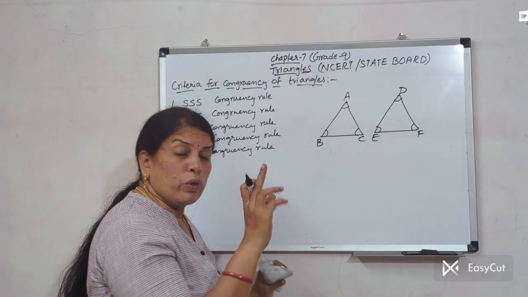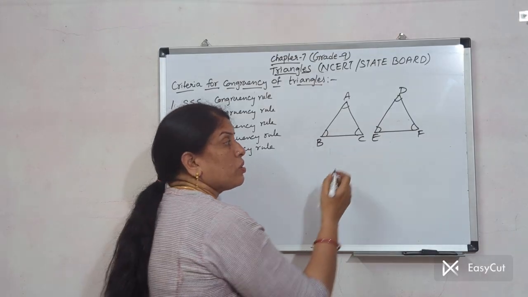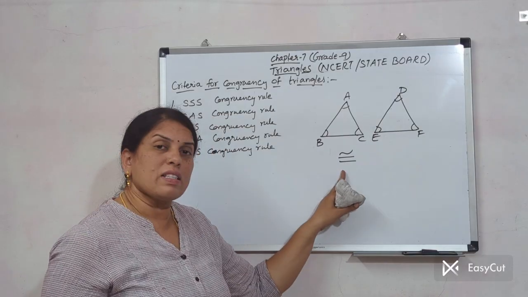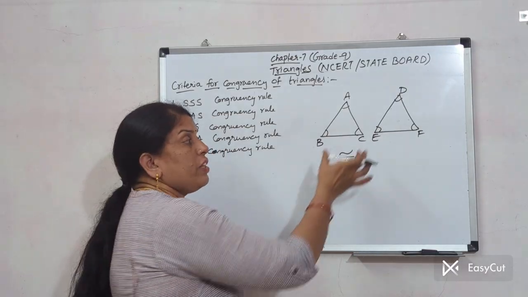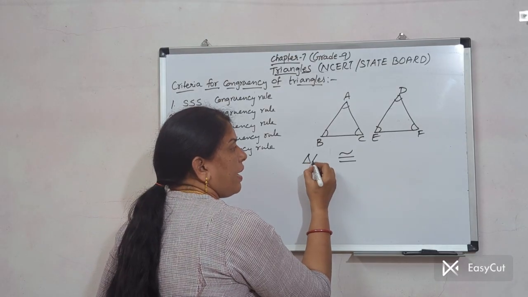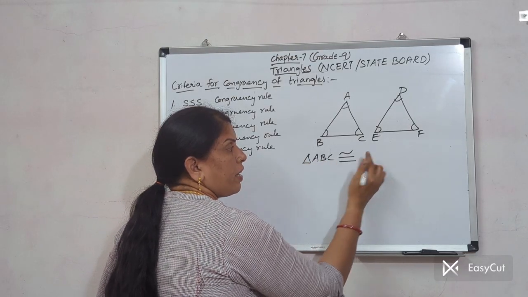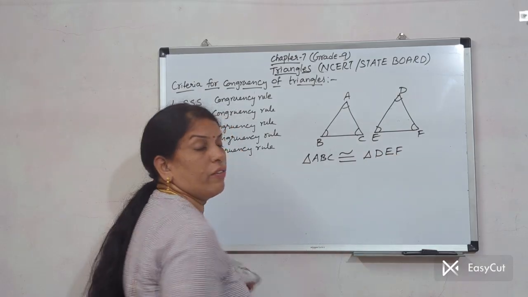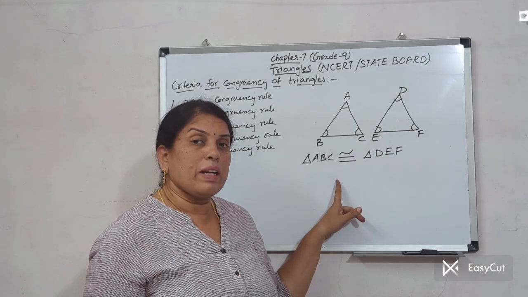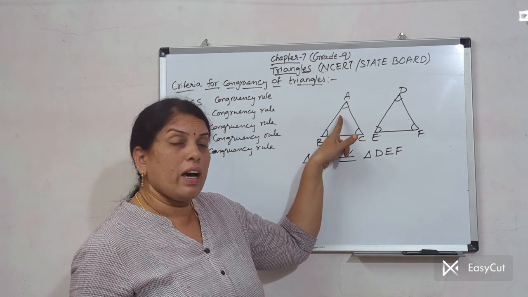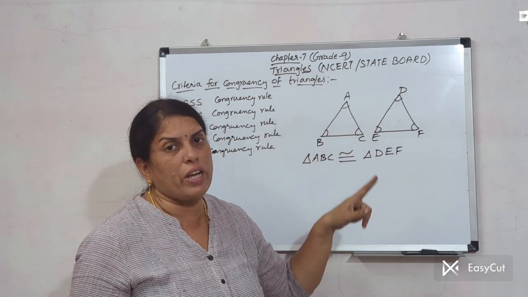When two triangles are congruent, we must use the symbol like this, an equal sign with a curve. This is the symbol of congruency. If these two triangles are congruent, then we can write triangle ABC is congruent to triangle DEF. When they are congruent, they have the same size and same shape.